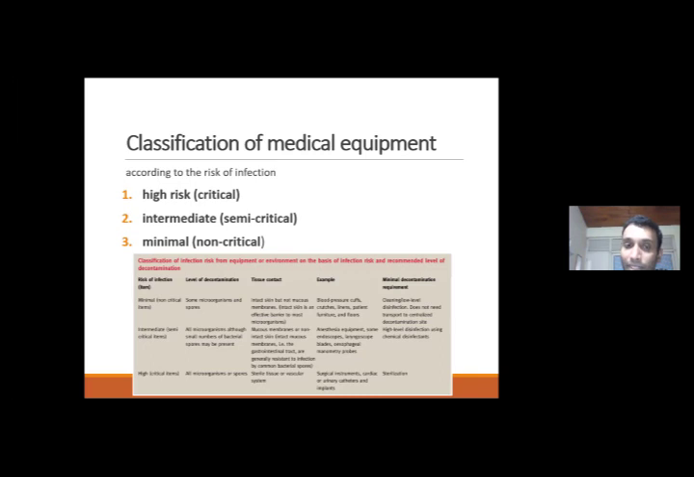And the intermediate risk are instruments used on intact mucosa or non-intact skin, such as anesthetic equipment, endoscopes and the laryngoscope. We can use high-level disinfection with chemical disinfection. The critical items, the instruments that come into contact with sterile areas or with blood, such as surgical instruments, need sterilization.